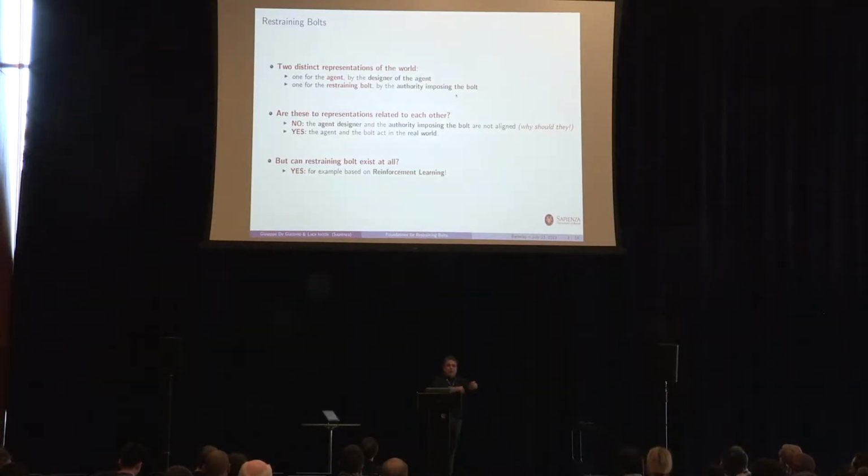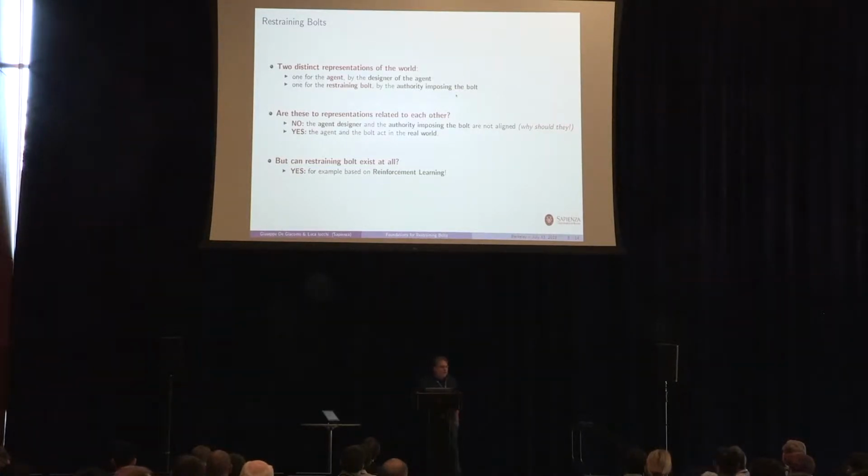Now, why is this concept interesting? This concept is very interesting because it talks about two different representations of the world. On the one hand, we have a representation of the world by the agent. So the agent sees the world in a certain way, through certain sensors, and acts in the world in a certain way through its actions. And then we have the restraining bolt.